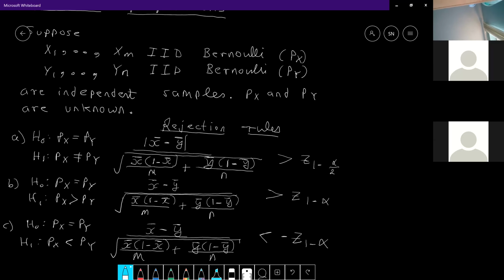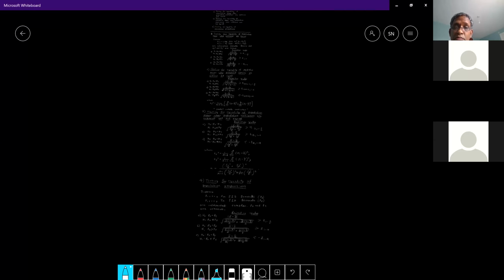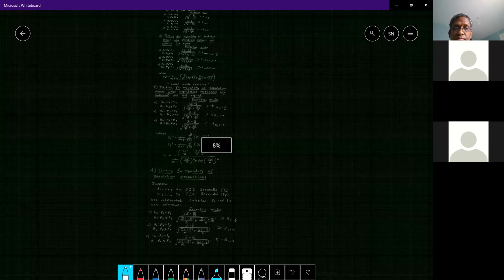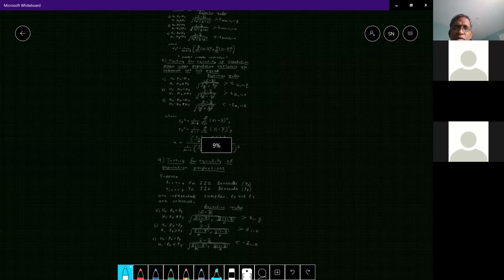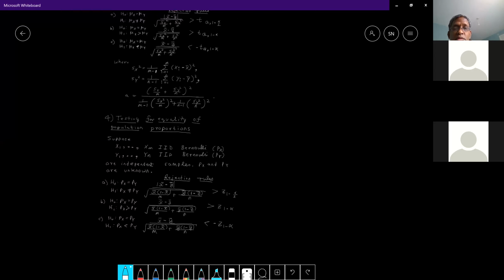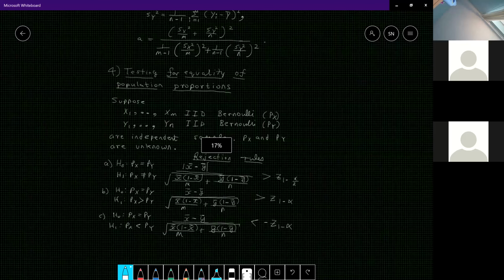Just to remind you one more time, what I have done so far is to write down the rejection rules for the four hypotheses. The first one was testing for equality of population means when the variances are known. The second was testing for equality of population means when the variances are unknown but equal. The third was testing for equality of population means when the variances are unknown and not equal. And the final one, which I've just written, is testing for equality of population proportions, right?